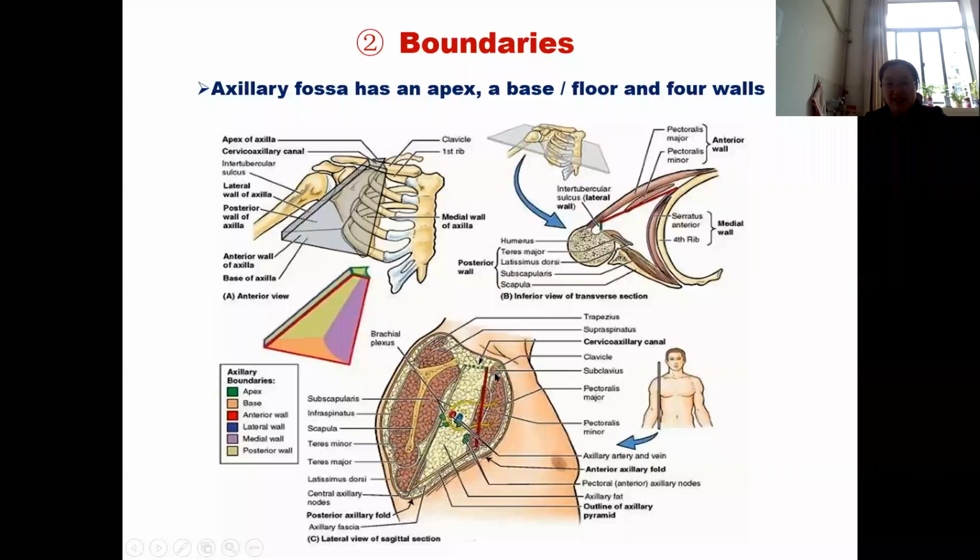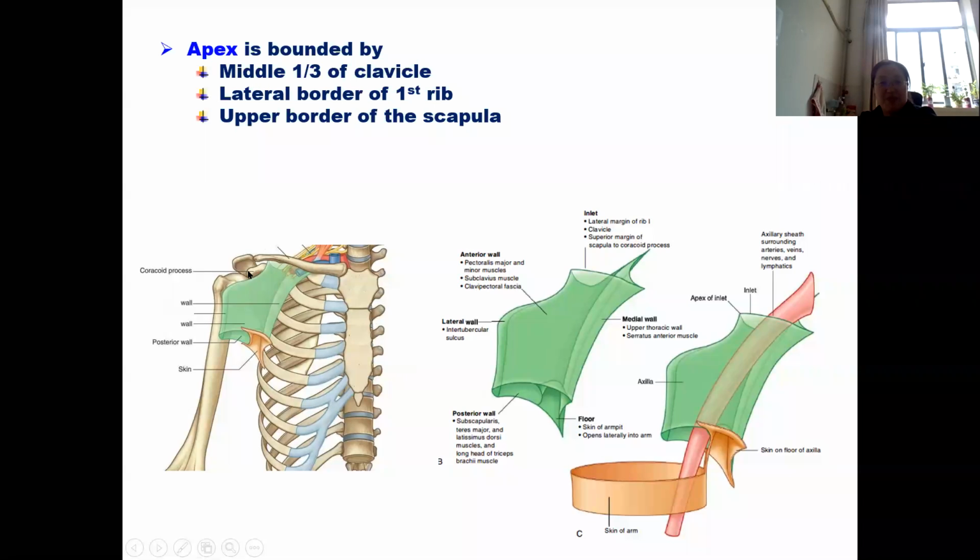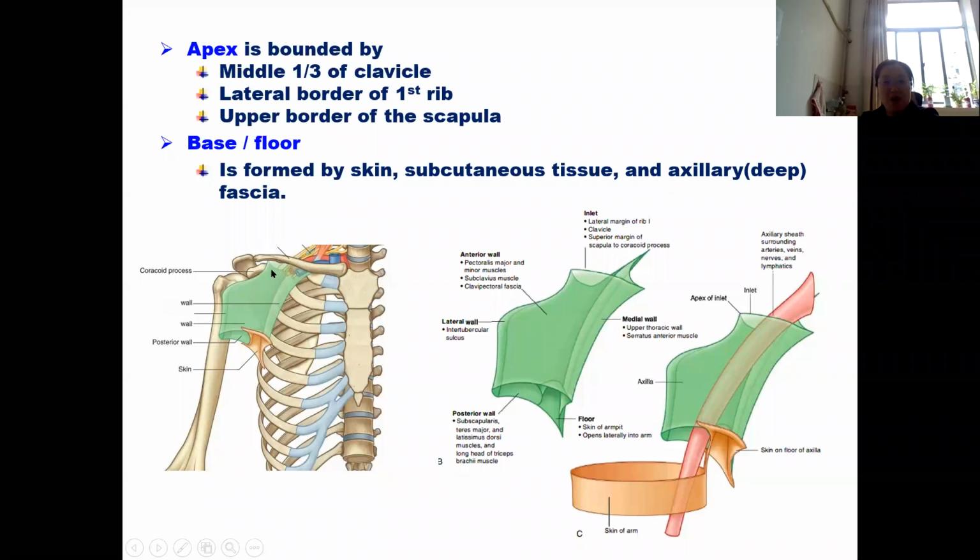In the sagittal section, we can see clearly the anterior wall, posterior wall, and the contents of the axillary fossa. Then one by one, for example, the upper part: because the upper boundary is smaller, we can also name it the apex or roof. It is bounded by the middle one point of the clavicle, the superior margin of the scapula, and the lateral border of the first costal rib. The base is the skin.